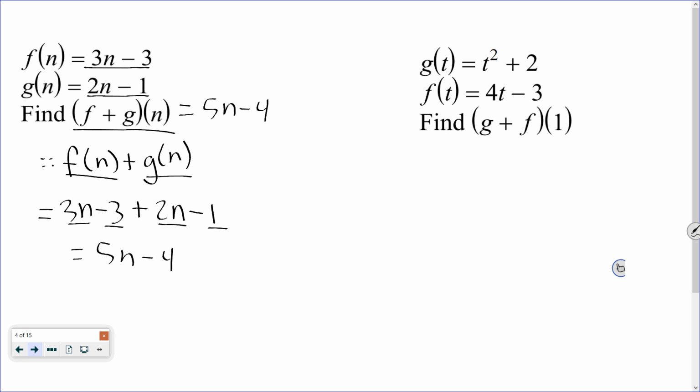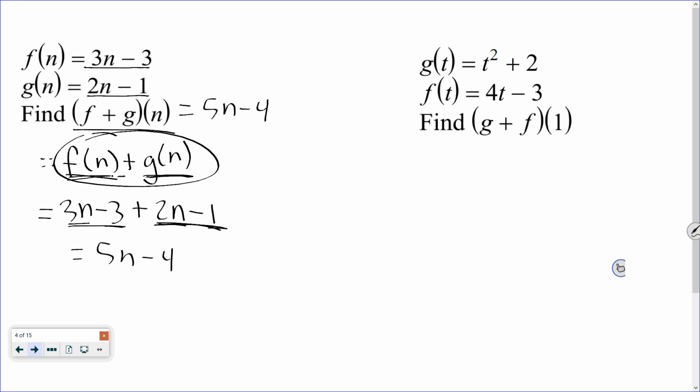So again, steps. Start by rewriting it. So f plus g of n as f of n plus g of n. Then you're just replacing f of n with what it equals, the 3n minus 3. Replace g of n with what it equals, the 2n minus 1. And that really is your answer, but we just want it in simplest form. So we combine like terms and simplify it from there.